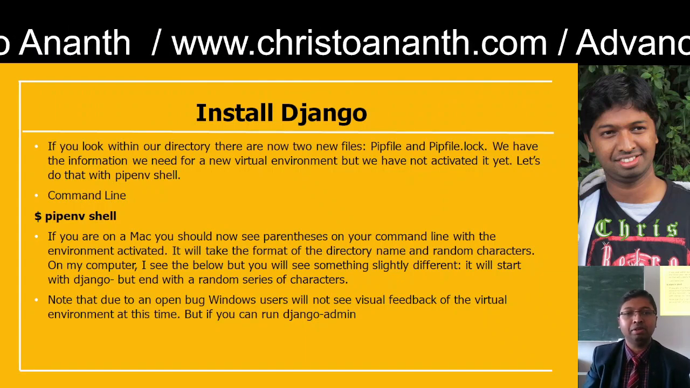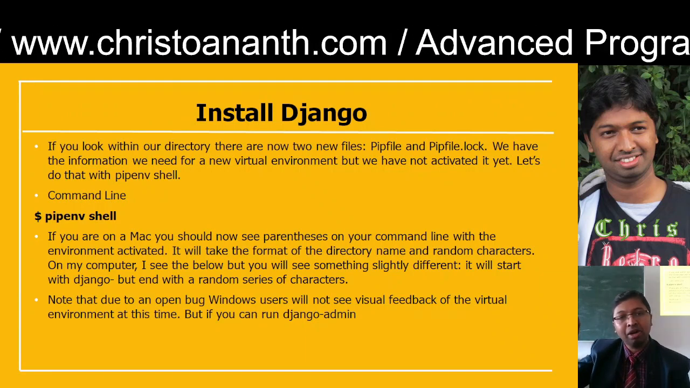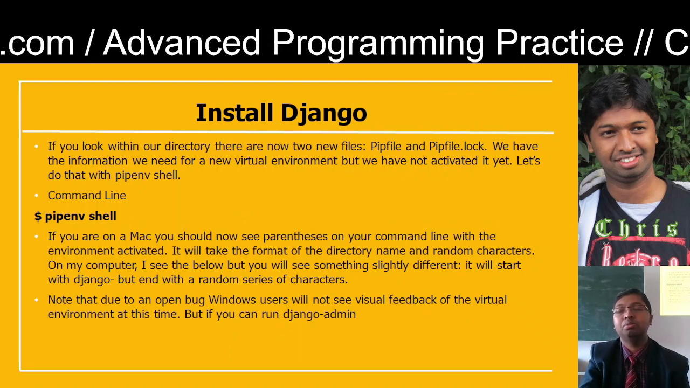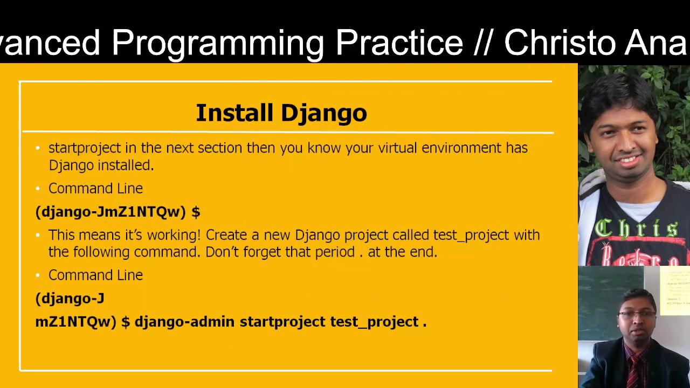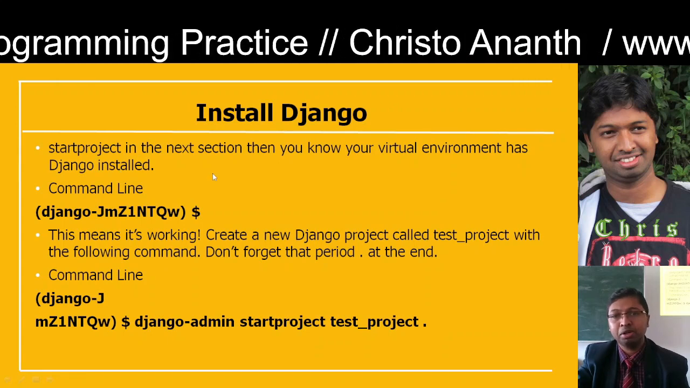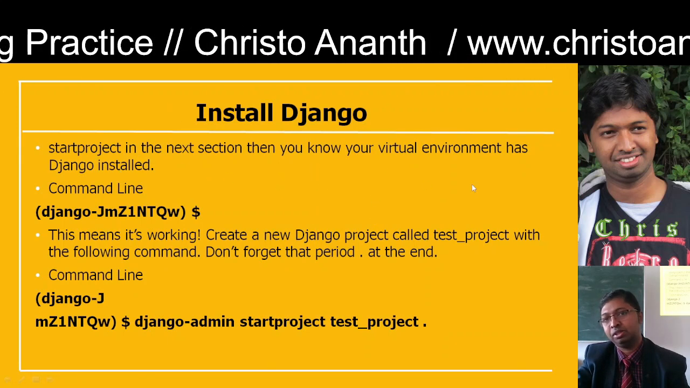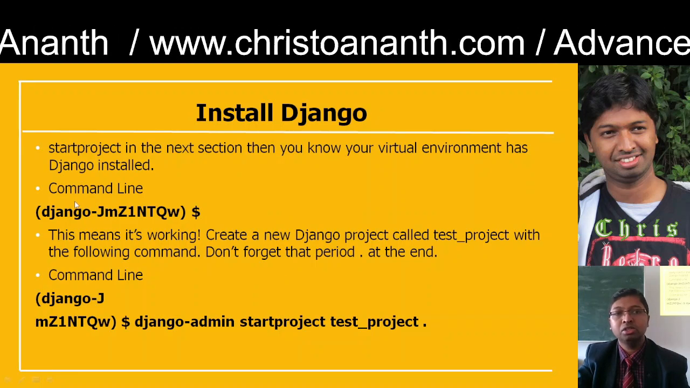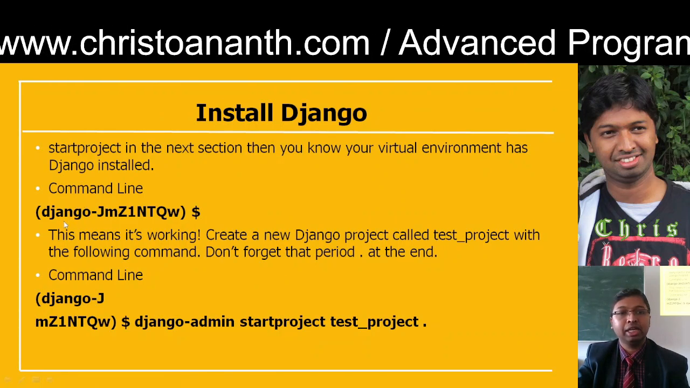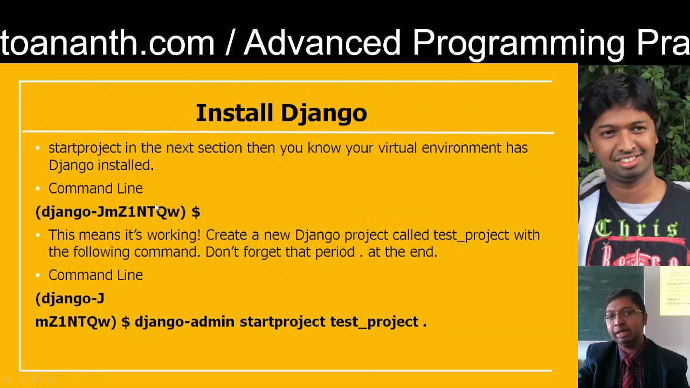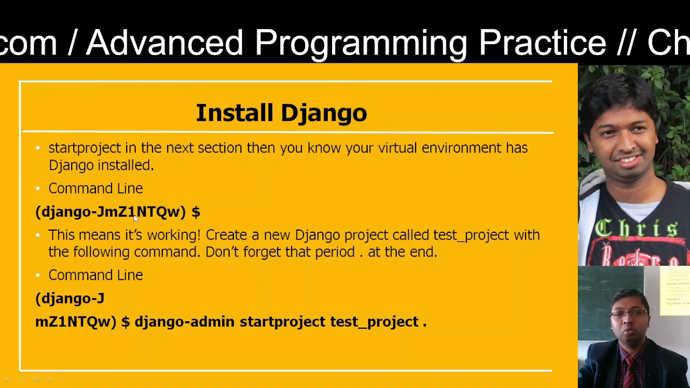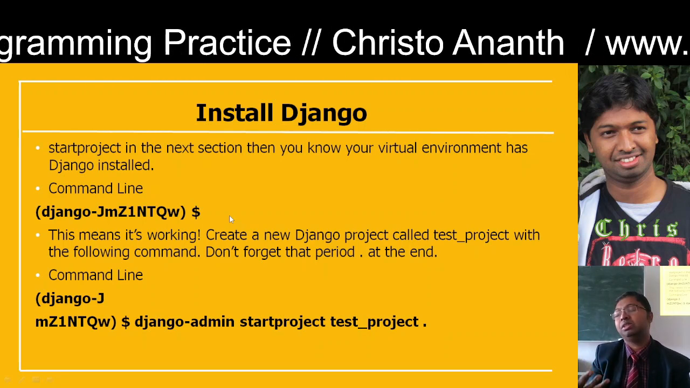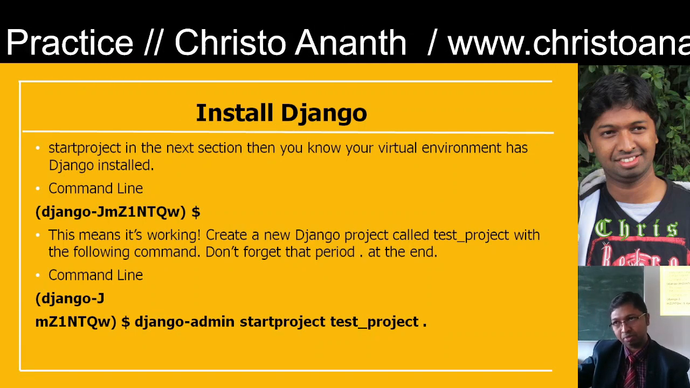Maybe you will see Django hyphen, then a random series of characters. Then you will use django-admin to start the project in the next section, after the virtual environment with Django has been installed. So on the command line you will see Django hyphen the name followed by the random characters and a dollar sign, which means that it is working.